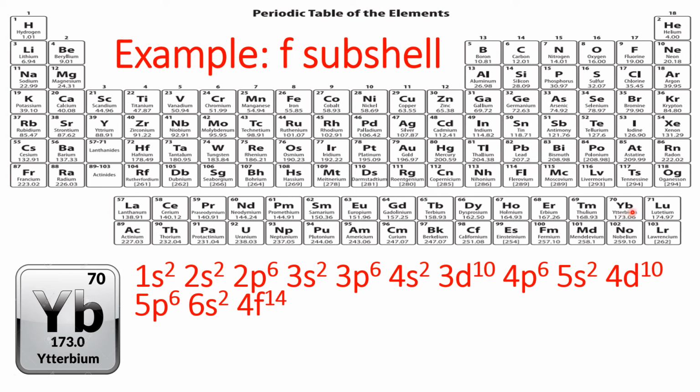And how do we write its condensed form? You can write it this way. Xe is xenon. Your ytterbium is located in this period, right? So the noble gas before ytterbium is xenon. That's why we write it this way, Xe. Then you continue until you reach your element. So 6s2 for f14.